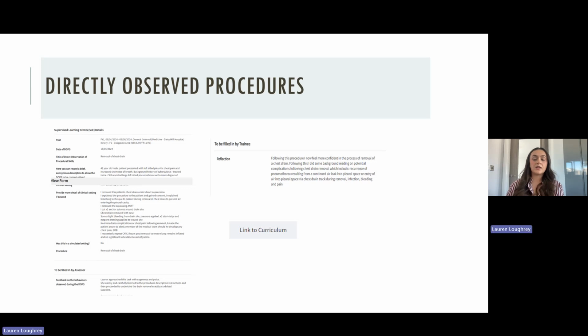DOPS involve carrying out a clinical procedure under direct supervision of a senior and receiving feedback on your performance. For example, during my respiratory rotation, one of the points of my PDP was to learn more about chest drains, so my DOPS for this rotation was removal of a chest drain under direct supervision of the consultant. Examples of DOPS could be inserting NG tubes, administering hyperkalaemia kit, removing drains, or taking blood from a PICC line, all under direct supervision of a senior. DOPS are a good way to demonstrate evidence of achieving points on your PDP.